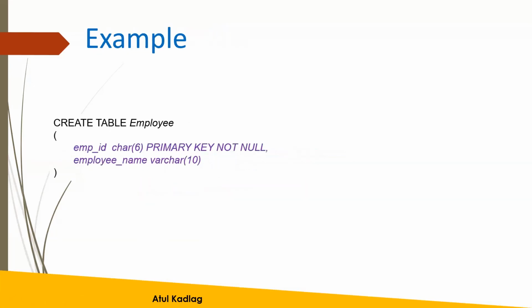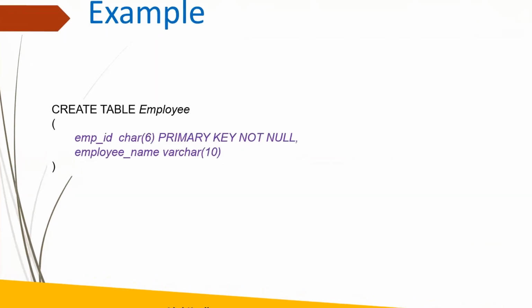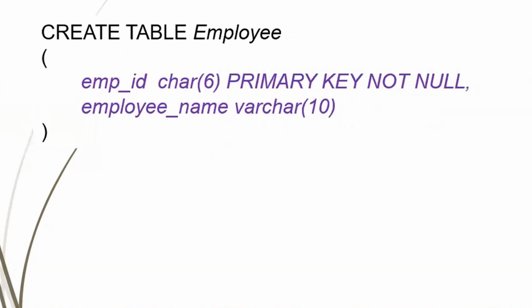As an example, we can say create table employee, which we are creating here. These two words are fixed, but employee is the table name where we are going to add employee ID, and it will be of length 6. This is the size of the character, and then primary key and not null. It should not be null.